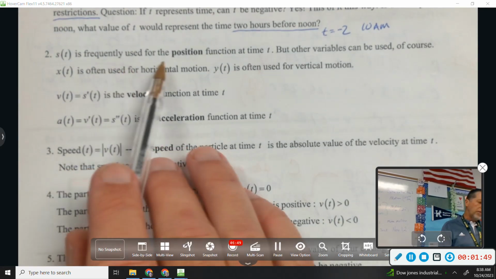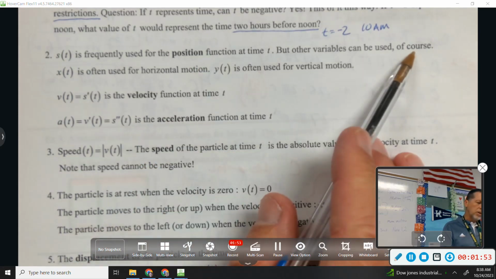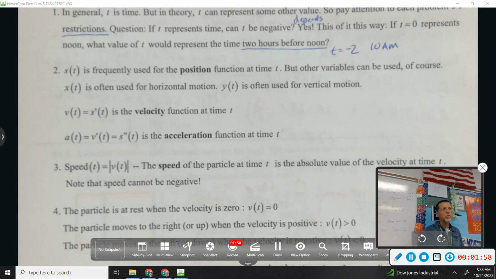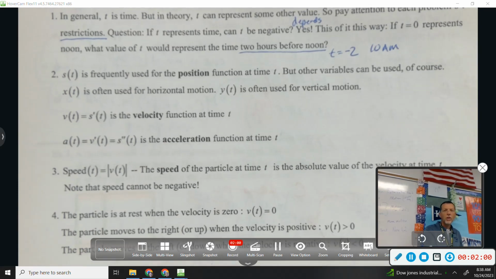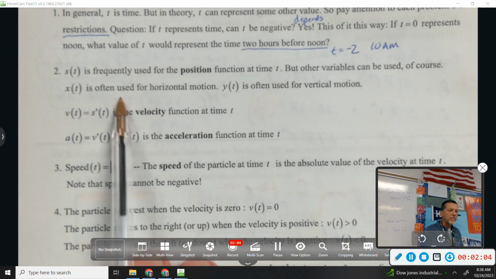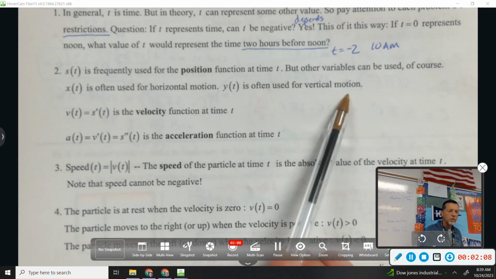S of t is frequently used for position function. Other variables can be used. By the way, there's a whole bunch in common with physics today. So I don't know if that's good news or bad news for you, but a whole bunch of things in common. X of t is often used for horizontal motion. Y of t is often used for vertical motion.